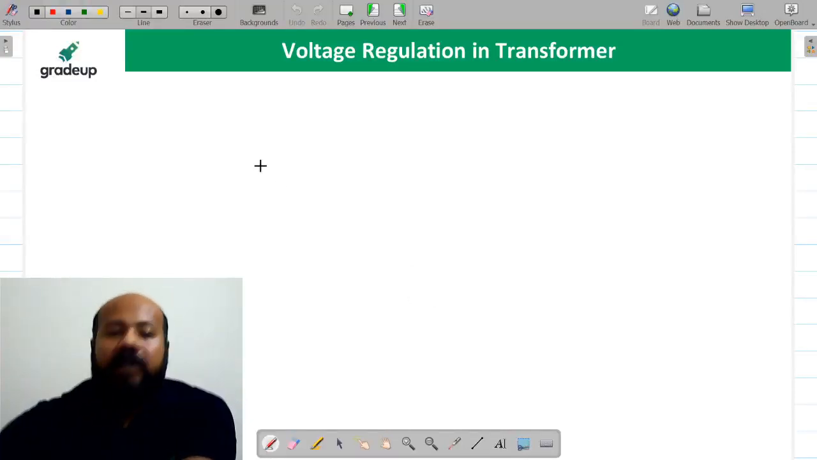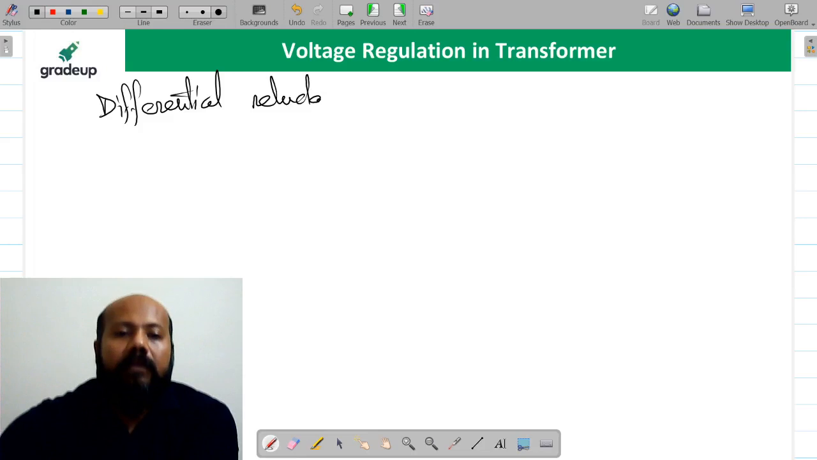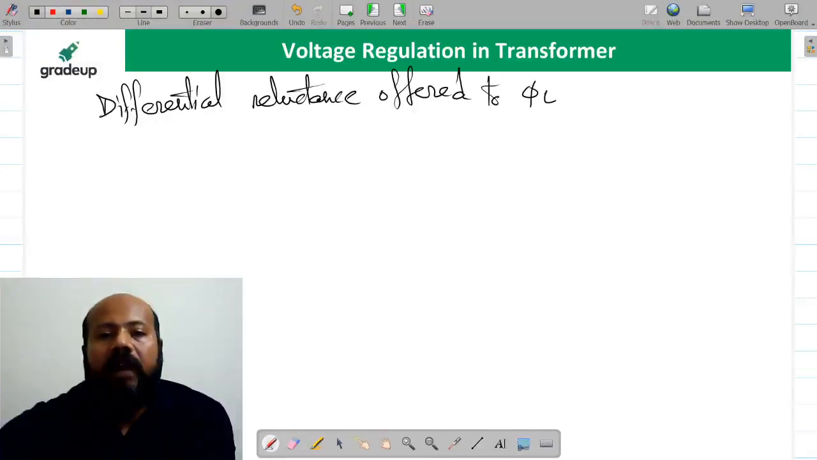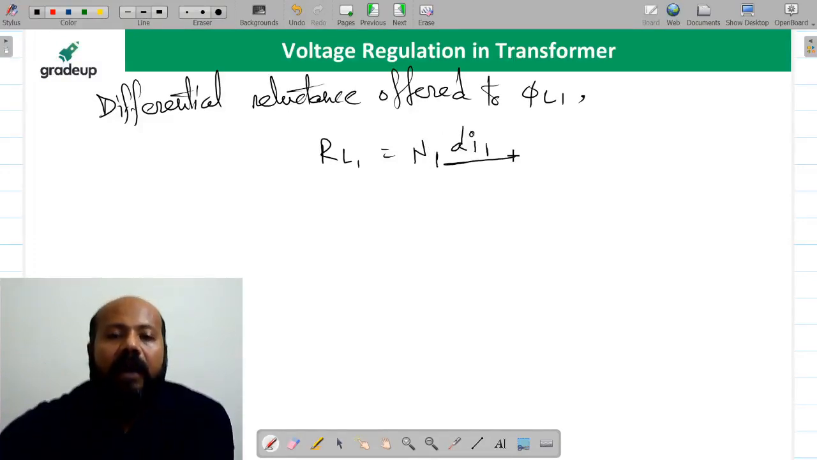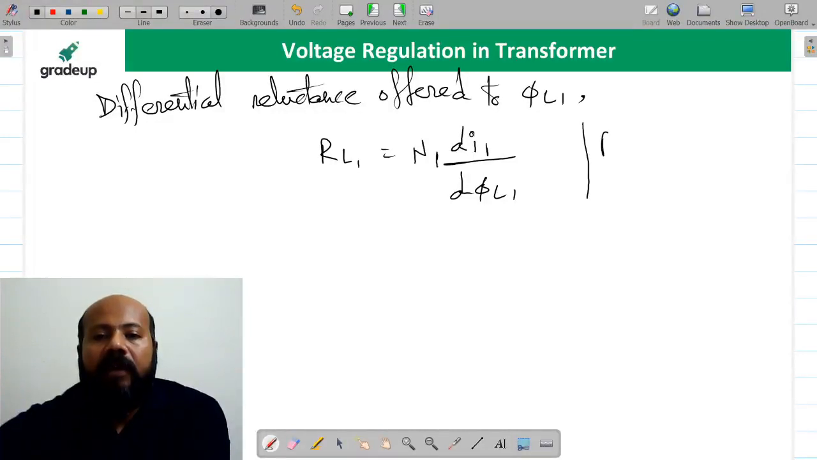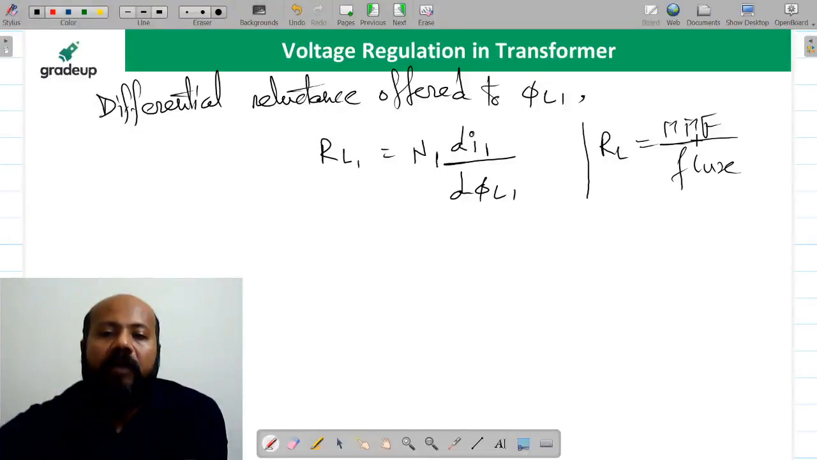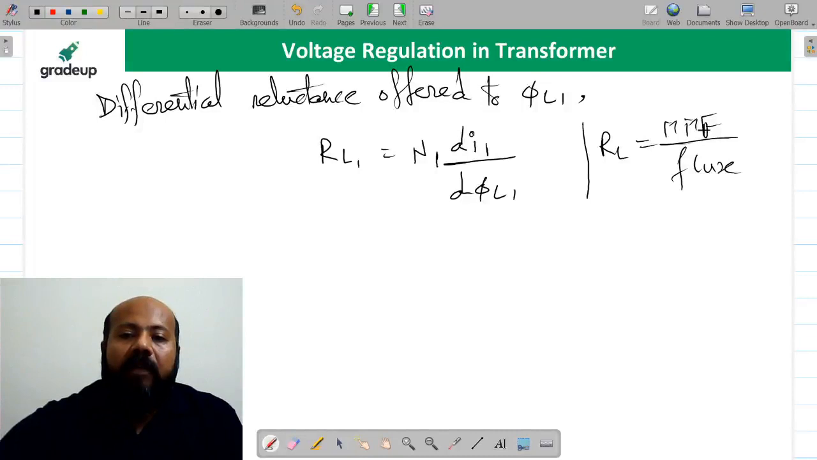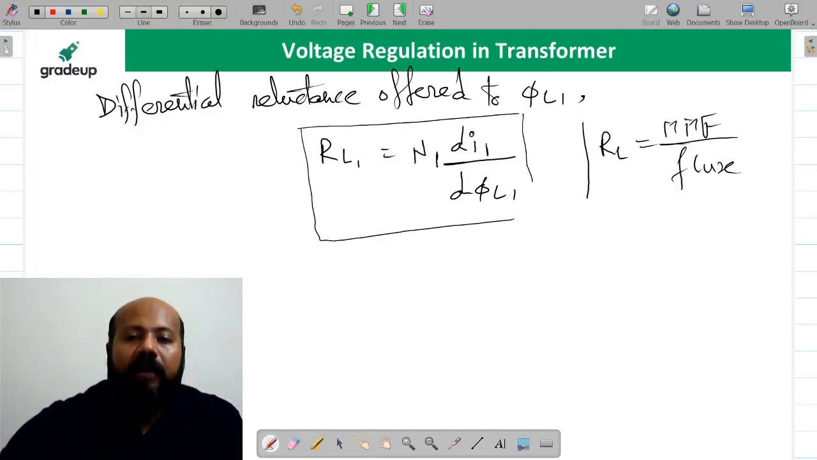Now I am going to write the differential reluctance offered to phi L1. How much is it going to be? The reluctance for the leakage flux we are writing as N1 di1 upon d phi L1. Now please try to understand how we are writing it. We are writing reluctance as MMF divided by flux. I hope you remember this very basic equation. Reluctance is MMF divided by flux.